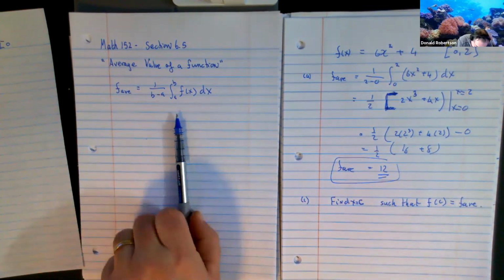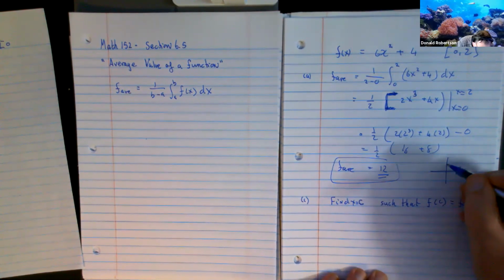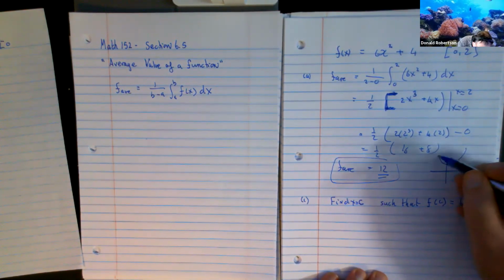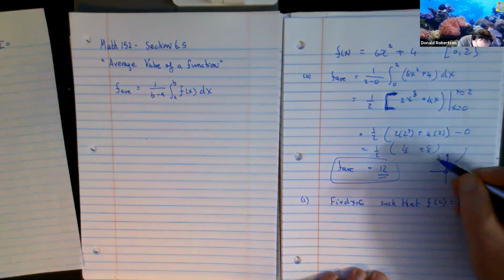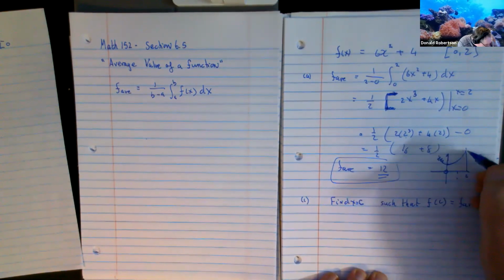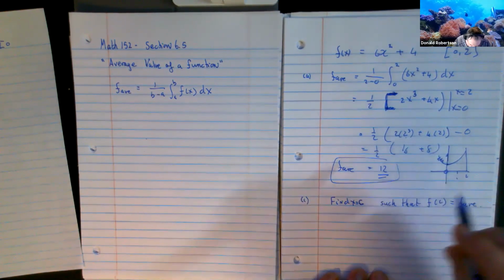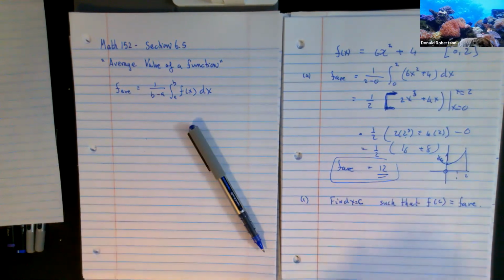So if you imagine what this might look like visually, can you imagine 6x squared plus 4 looks something like that, and 0 is here, so I don't care what that's doing, and let's say 2 is here, and we know that the average value is 12, so the average value is probably somewhere around about here, right?